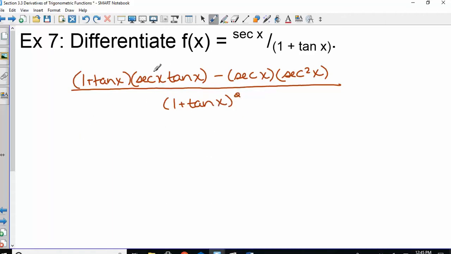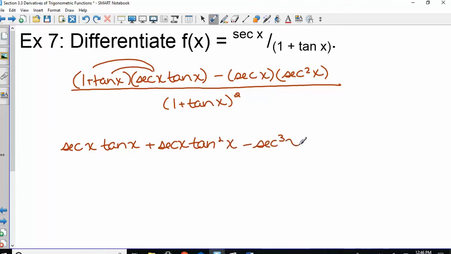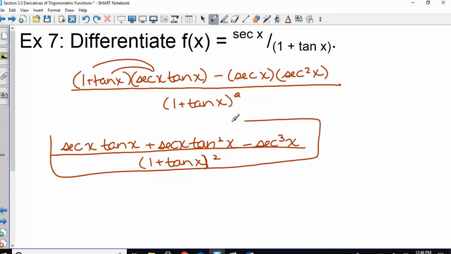As far as simplifying this, you can distribute. It's not going to gain us a lot. It's pretty ugly. We get secant x tangent x, plus secant x tangent squared x, minus secant cubed, 1 plus tangent squared. Is that okay?